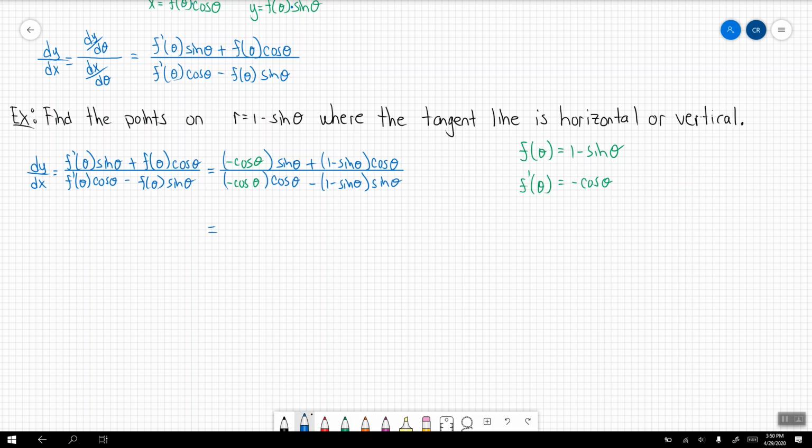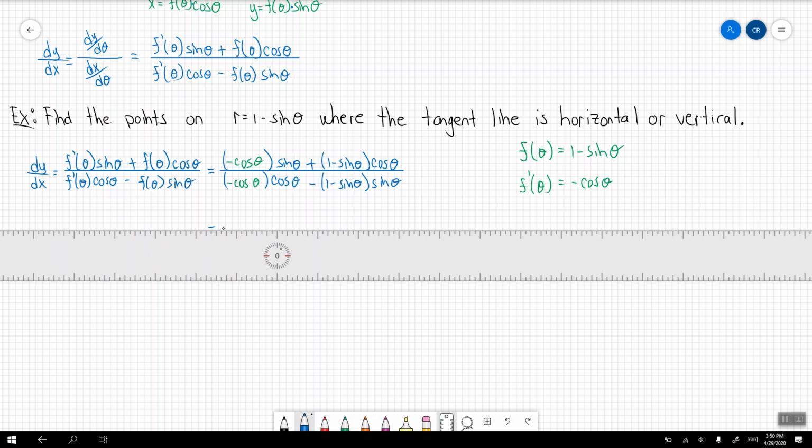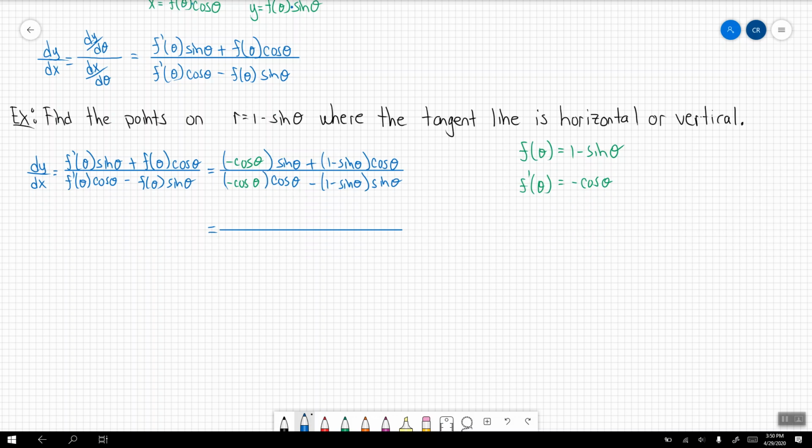So I'm going to put an equal sign here, and let's make sure I separate my top from my bottom. All right, here we go. So up over here, I'm going to have negative sine theta cosine theta. And this is going to be plus, distribute this in here, that's going to be cosine theta minus sine theta cosine theta. Denominator, I'm going to have negative cosine squared theta, and that's then going to be minus sine of theta minus sine squared theta. All right, looks promising.